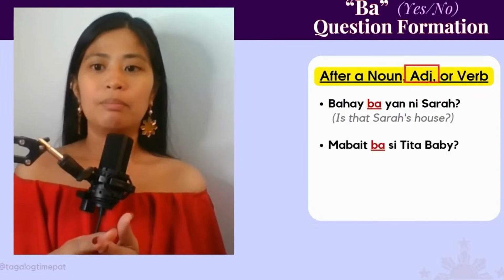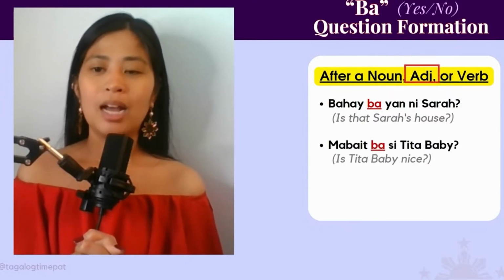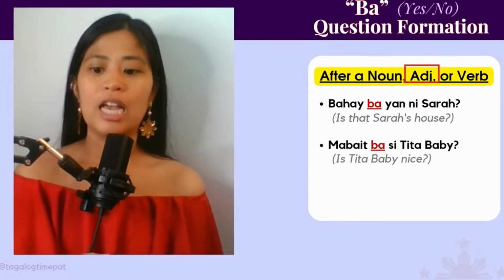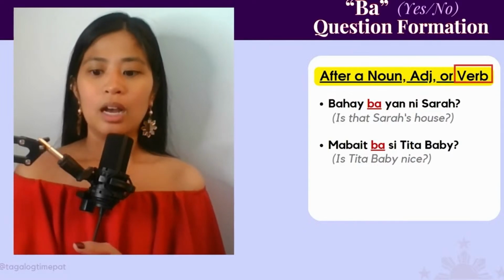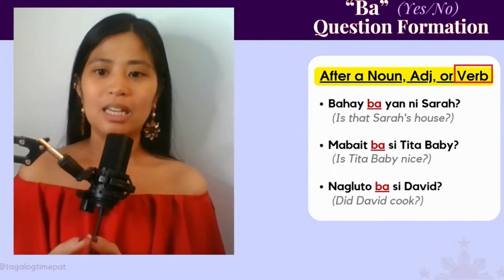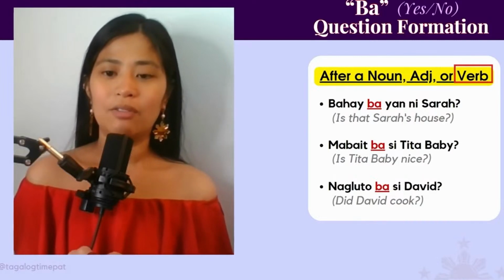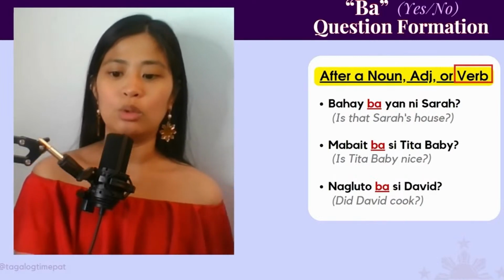Or, mabait ba si Tita Baby? Is Tita Baby nice? Mabait ba si Tita Baby? So it's going after the adjective, mabait. Lastly, it can go after the verb. Nagluto ba si David? Did David cook? Nagluto ba si David? So it's going after the verb nagluto.